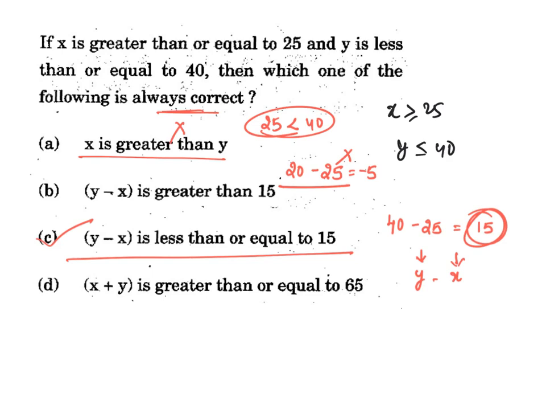Now look at the fourth option. x plus y is greater than or equal to 65. If I take x as 25, y as 40, it becomes 65. But y can be 39 also. Then it becomes less than 65. So I am proving it as false. So D cannot be always true. It is sometimes true, but it is not always true. Only one option is always true, that is C.